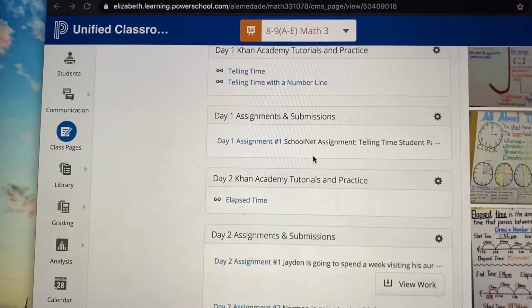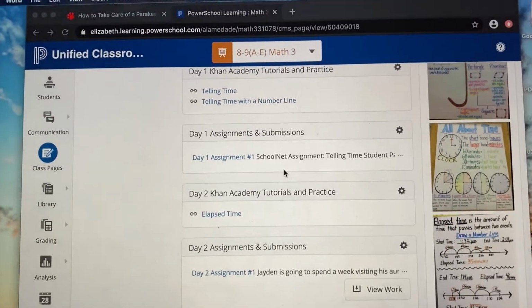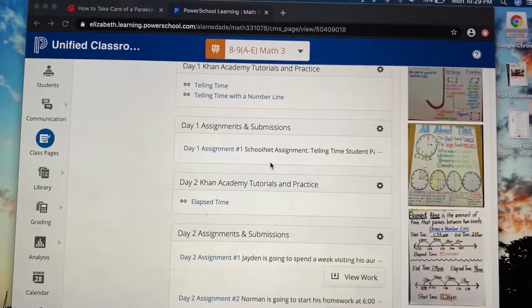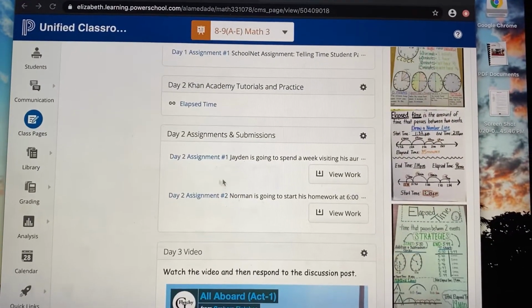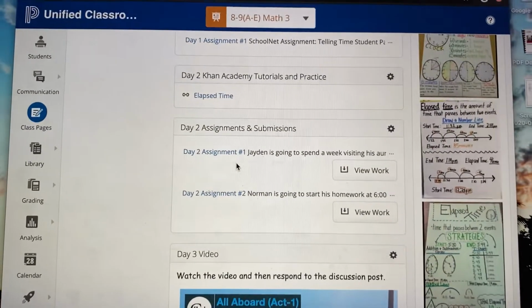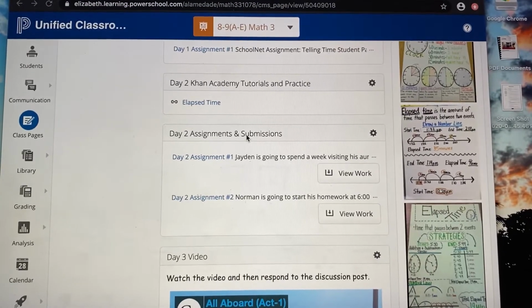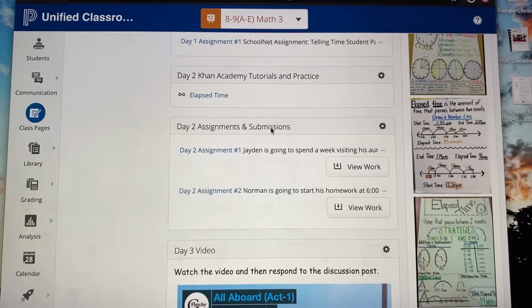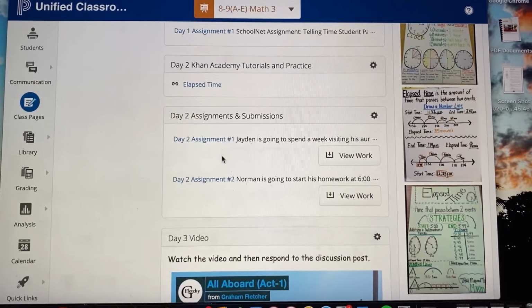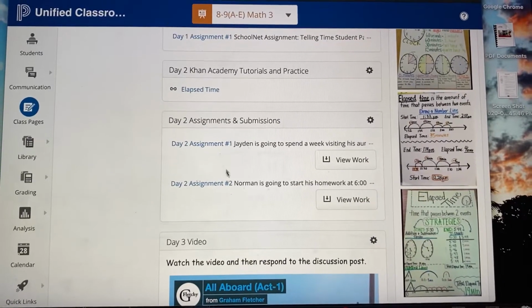Hey guys, so today we are on week 4, day 2 of math. Make sure you are on day 2 for week 4. We are going to be continuing with time. There are 2 assignments that you have to complete for today, so keep that in mind.